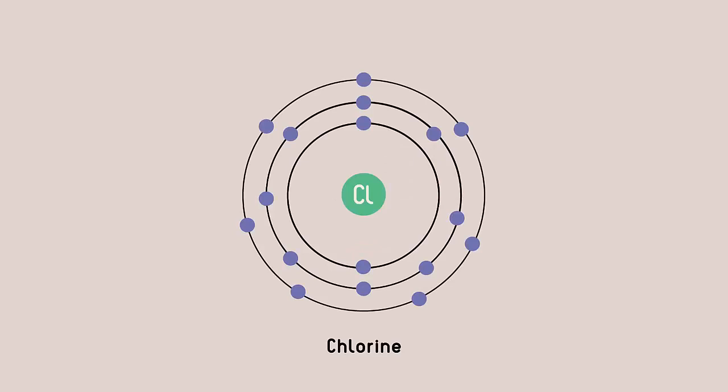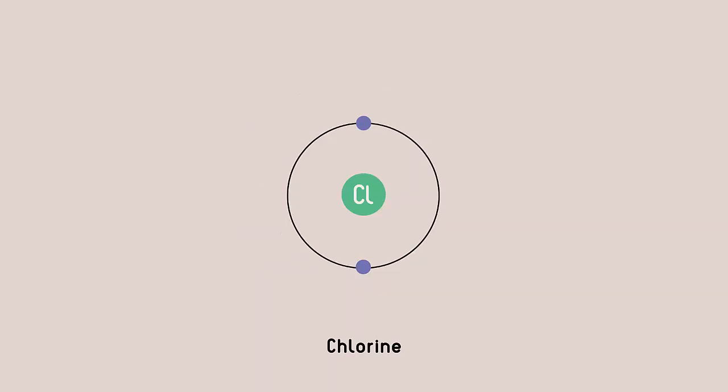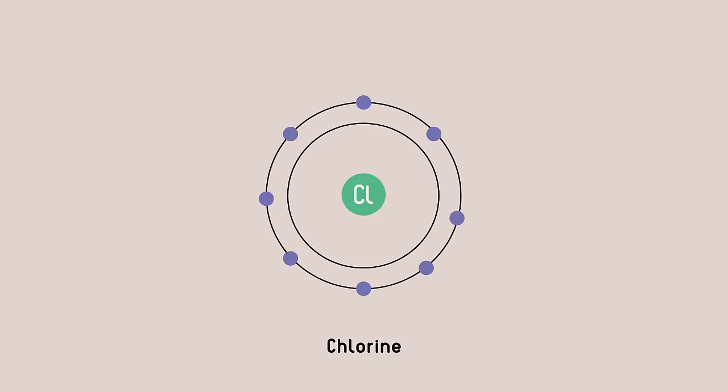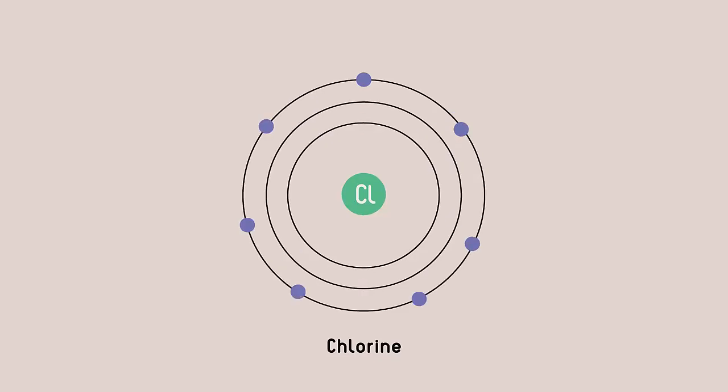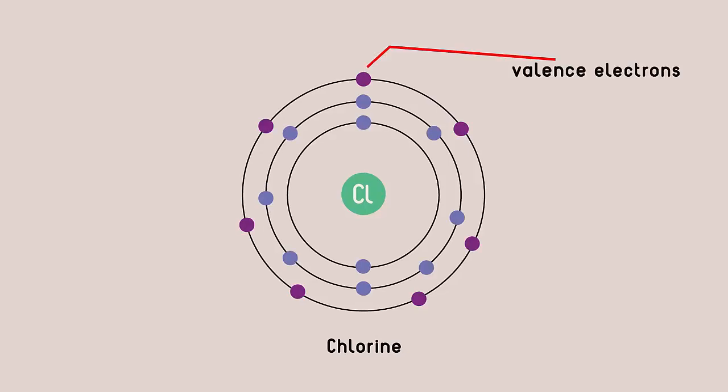This is a picture of chlorine. The full dot and cross diagram of chlorine shows that chlorine has 3 electron shells, with 2 electrons filling its first shell, 8 electrons filling its second shell, and 7 electrons filling its third shell. These outer electrons are known as valence electrons. These are the electrons that react.